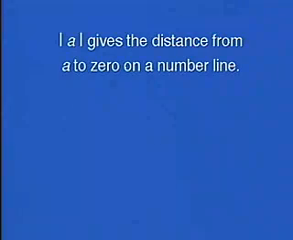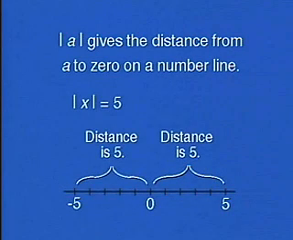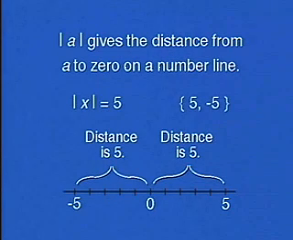Now recall the definition of absolute value. Absolute value gives the distance from A to 0 on a number line. Now we can use this definition to help us solve the equation, the absolute value of x equals 5. Now we know that x is 5 units from 0 on a number line. So if we look at our number line, we find that we have two values that are 5 units from 0. So our two solutions are -5 and 5. And here's our solution set, which contains the two solutions to our equation.